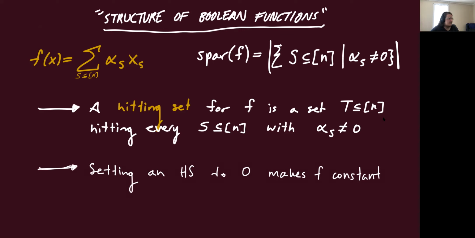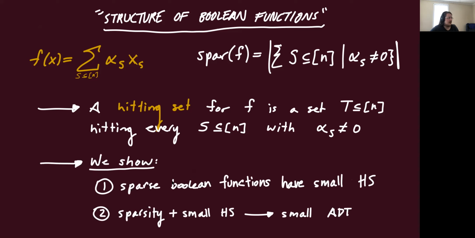And so this is just to get a bit of an intuition about the relationship between having hitting sets and restrictions for these functions f. And so what we can show is that first, sparse Boolean functions have small hitting sets. And second, that if we have a sparse Boolean function with a small hitting set, then it also has a small AND decision tree. Okay, so these are kind of the two main components of the proof.